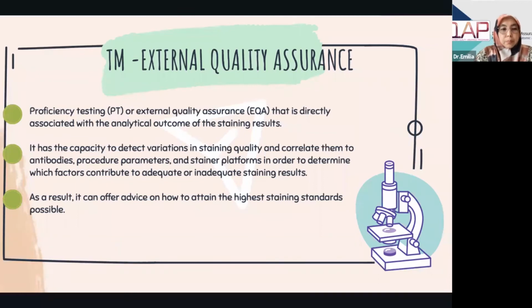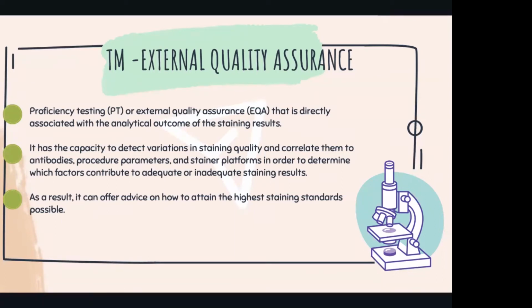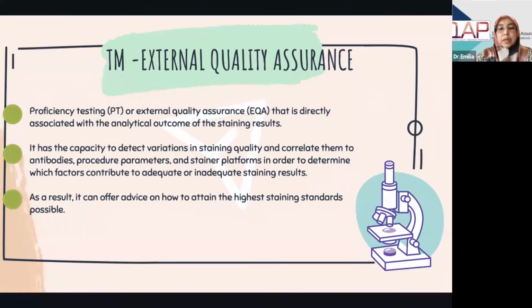Of course, it will provide proficiency testing or external quality assurance that is directly associated with the analytical outcome of the staining results, in that we can detect the variation in the staining quality. Because when we assess our own lab, we think our lab is the best. We think there is nothing wrong with our lab. But when someone else looks at our lab, then we know that certain areas are lacking. If we have this interlab comparison, then we know where our standard is and where our lab stands in comparison with other laboratories in Malaysia.